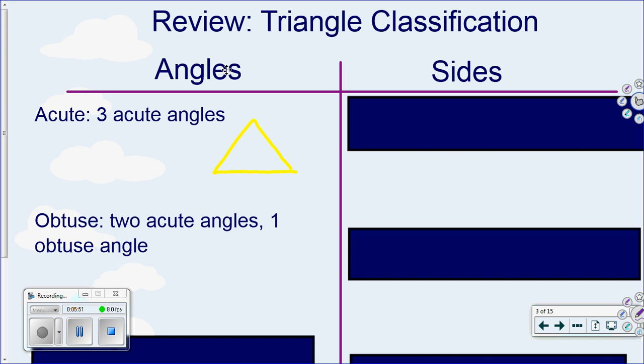Right, they have to equal 180. So can I have one angle that's 91 and another angle that's 91? That's already what? 182, and I need three angles for a triangle.